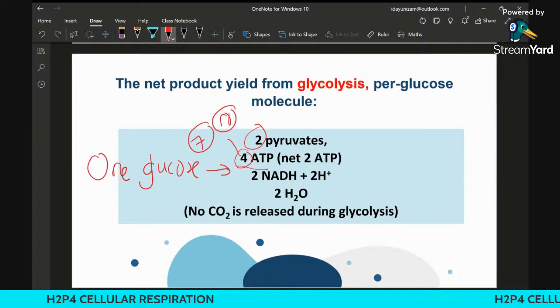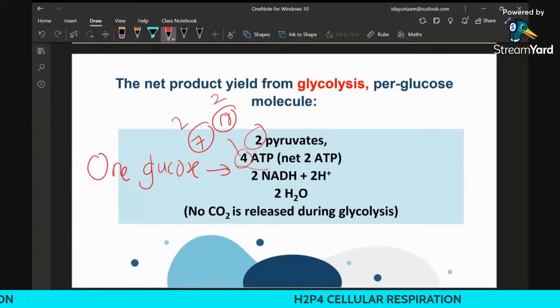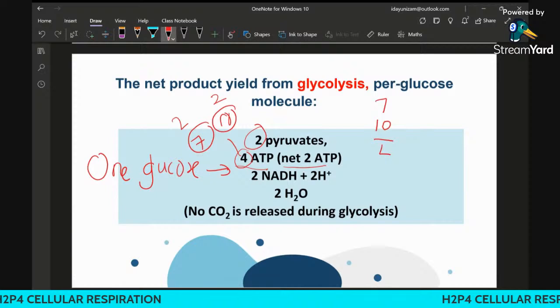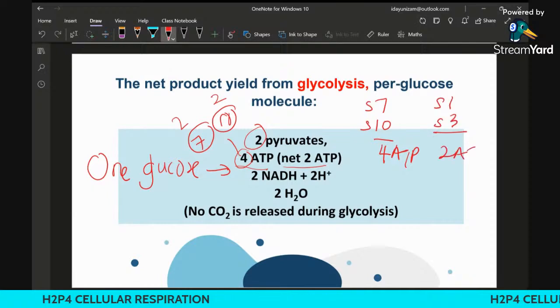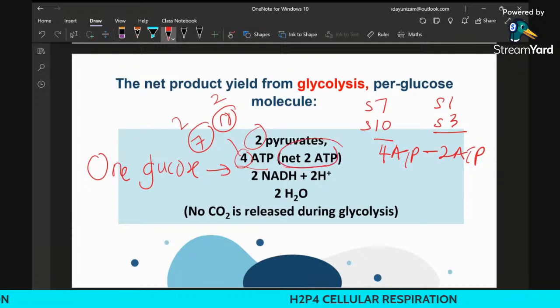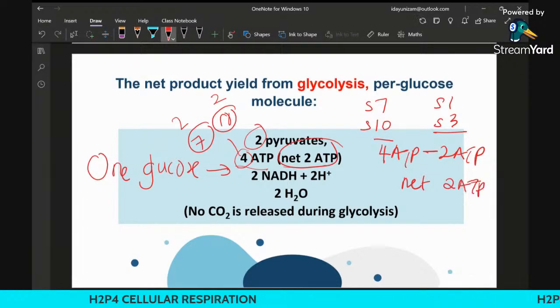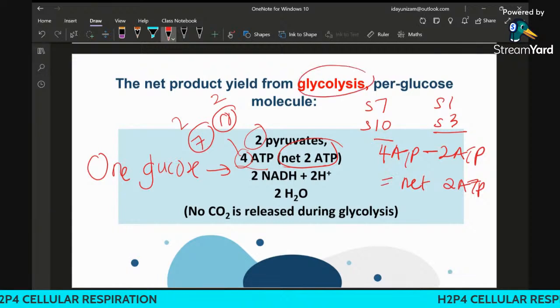Okay, 4 ATP: 2 from step 7 and 2 from step 10. But usually we have to subtract the ATP used in step 1. Step 7 and step 10 give 4 ATP, but in step 1 and step 3 we use 2 ATP. So we subtract 4 minus 2, and we get a net of 2 ATP when you summarize the glycolysis process as a whole.